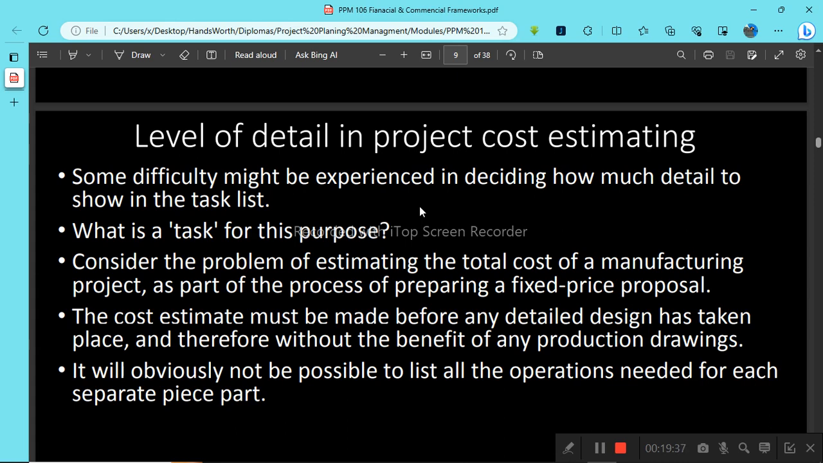Some difficulties might be experienced in deciding how much detail to show in the task list. What is a task for this purpose? Consider the problem of estimating the total cost of a manufacturing project as part of the process for preparing a fixed price proposal. The cost estimate must be made before detailed design has taken place and therefore without the benefit of any production drawings. It will obviously not be possible to list all operations needed for each separate part.